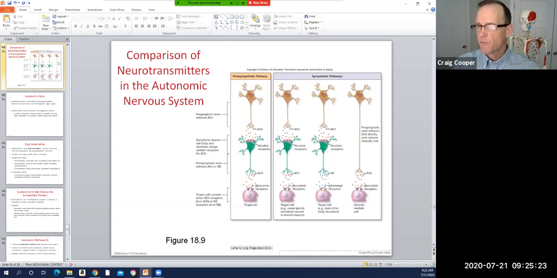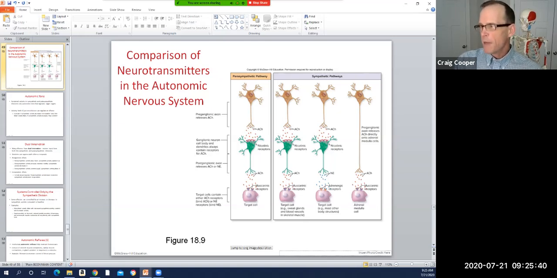Again, if we think about the stomach, I'm trying to cause muscle contraction in the stomach. I'm trying to cause secretions of enzymes and digestive juices in that GI tract. We want to excite it here. We want to excite it here. Get the gut working. It's parasympathetic.